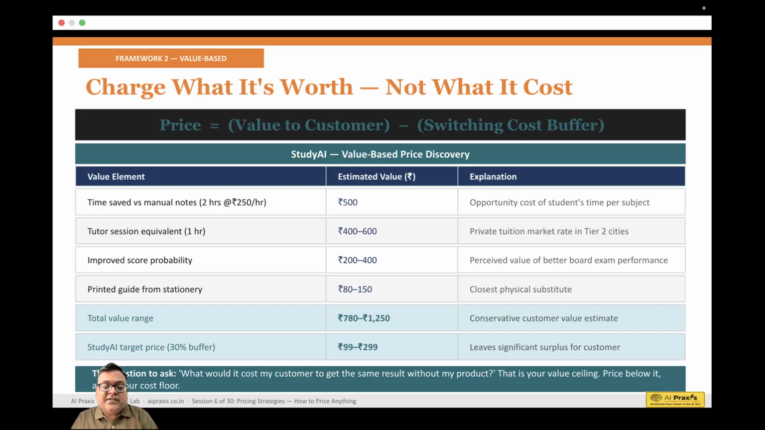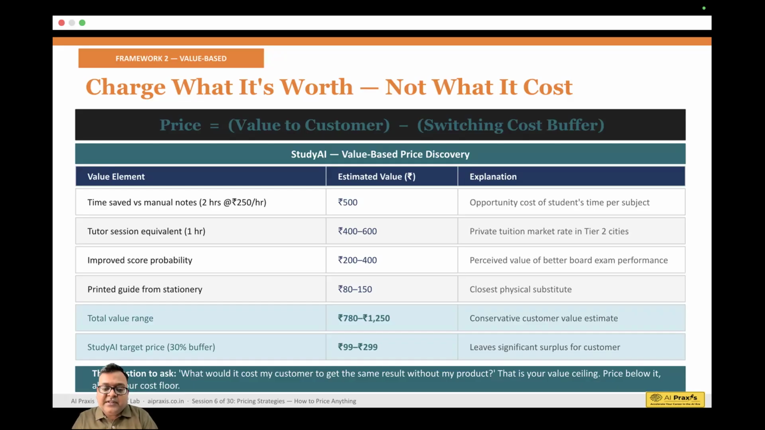So what's the price range that you're actually getting? 780 to 1,250, a conservative value estimate. And what you are pricing is 99. We're not saying that you charge 780 or 1,250. That is a different decision that you'll have to make. But you can have a 30% buffer, 99 to 299. This is going to leave significant surplus for the customer.